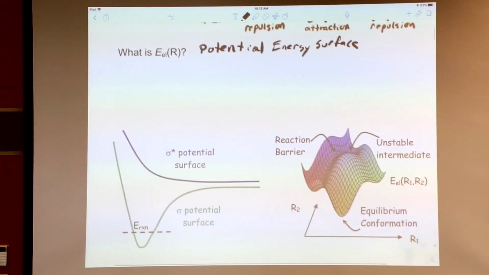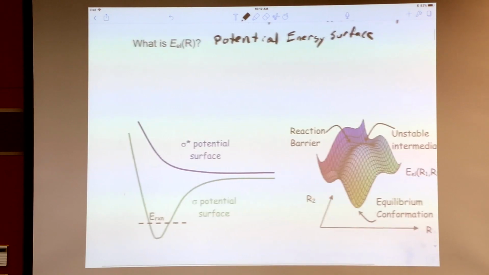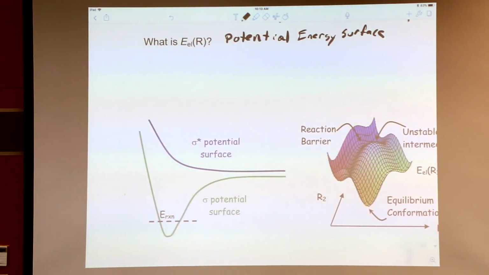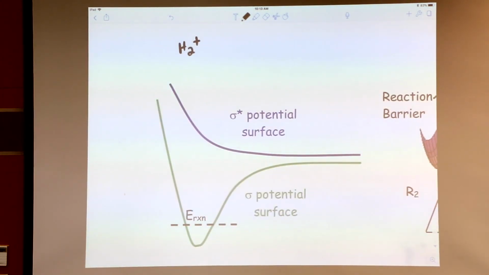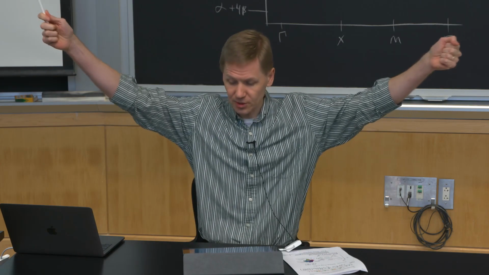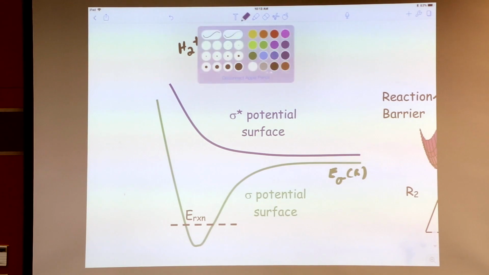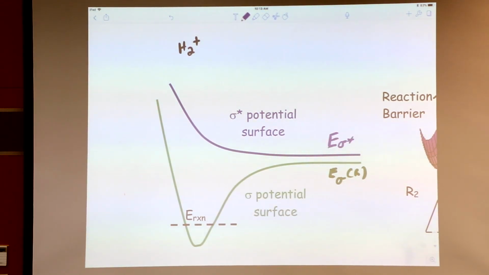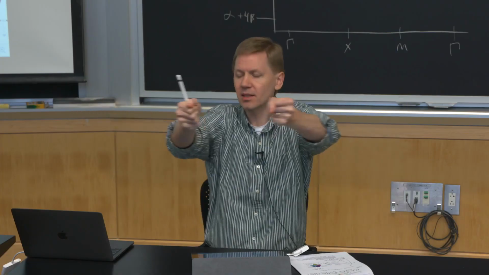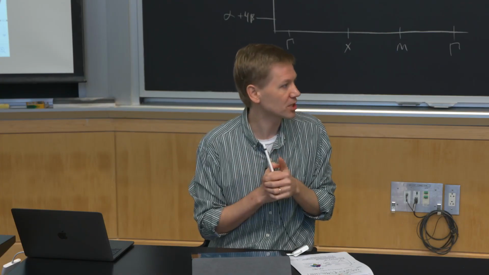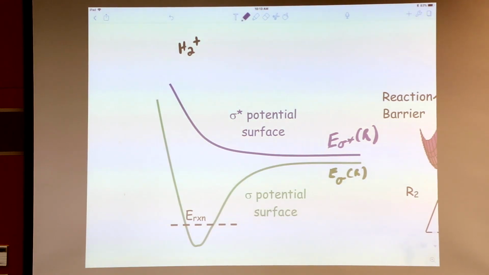So the first thing that we can look at, we've already actually seen potential energy surfaces. On the left-hand side here, I have the picture from the case of H2+. Here we had the energy of the sigma orbital as a function of r. It formed some bond. As we made r shorter, the sigma orbital formed a bond. Then we had also this sigma star orbital as a function of r. When we brought the atoms together, there was no bond forming on that one; the energy just went straight up.